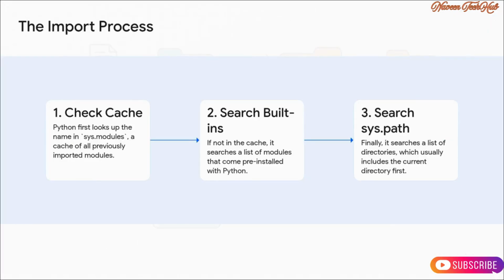So, when you type import math, what's actually happening behind the scenes? Well, it's not magic, it's a very specific search order. First, Python checks a little cache to see if you've already imported it. Super efficient. If not, it looks through all the built-in modules that come with Python, and if it's still not there, it goes through a list of directories called sys.path. If it searches all those places and comes up empty, that's when you get that dreaded module not found error.